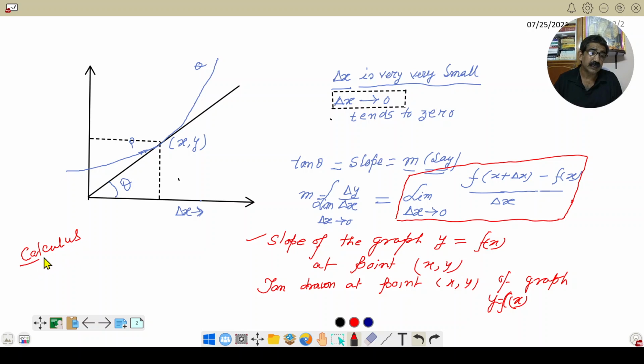Calculus is a new science, a new mathematics, and the idea is based on your previous ideas, geometry, trigonometry, etc. So this idea is new to you. This is called calculus, and in terms of calculus, this is called the differential coefficient.